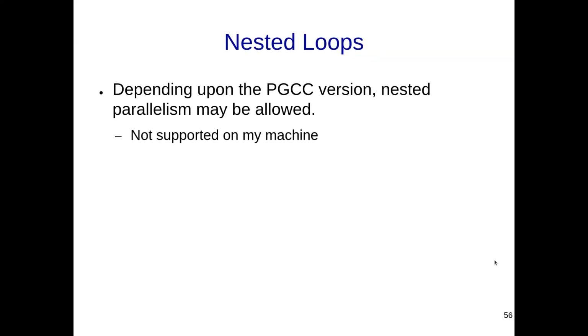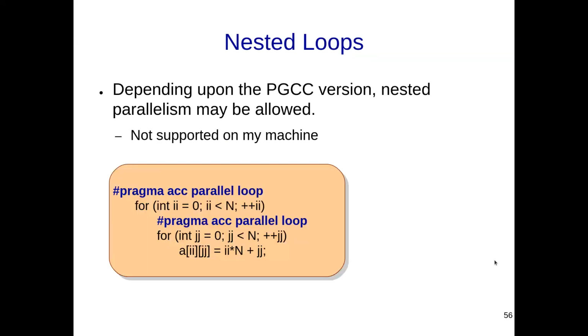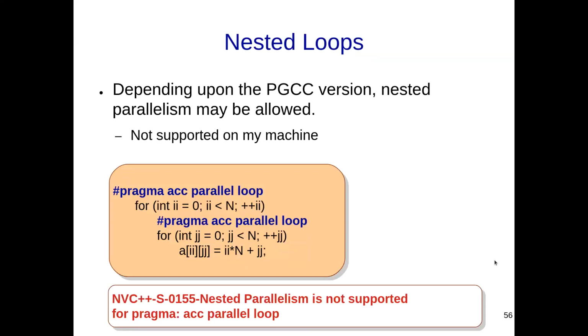Unfortunately, on my machine this is not supported, and when I tried this particular code, I got this error. So in case you get this error, that means your compiler also doesn't support it. But there may be some other implementation of OpenACC. The one I have is the NVIDIA HPC compiler. There might be other implementations which support nested loops. In case you find that it is supported, do let me know. I will try that out.